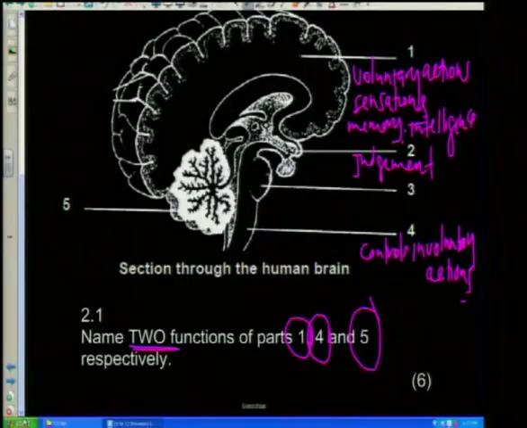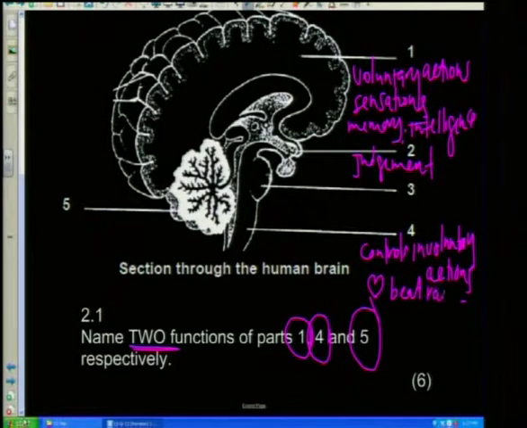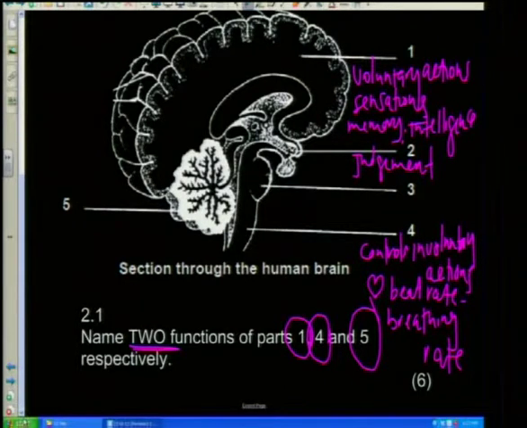Also, it controls the heart beat rate. Not the fact that the heart can beat, but the rate at which the heart beats. And it also controls the breathing rate. So there's 3 functions there. We wanted 2, we've given you 3 there.